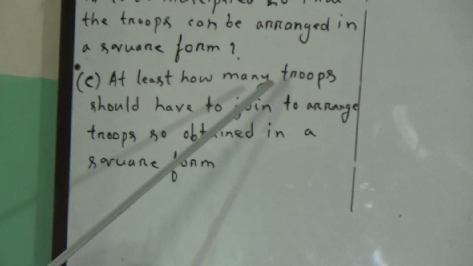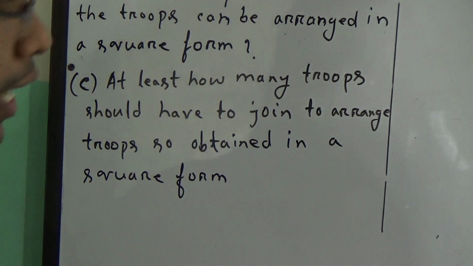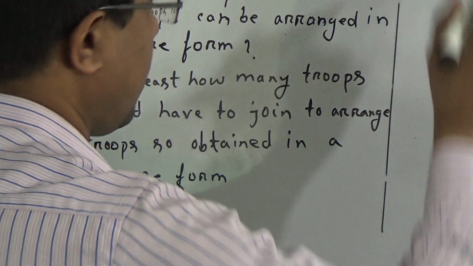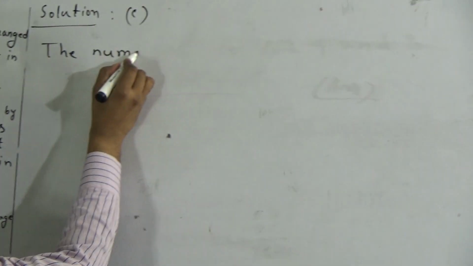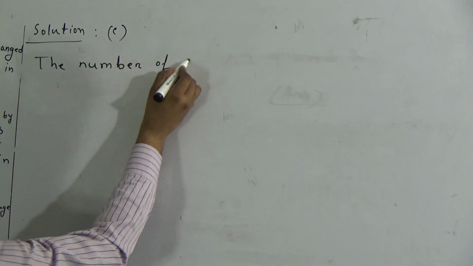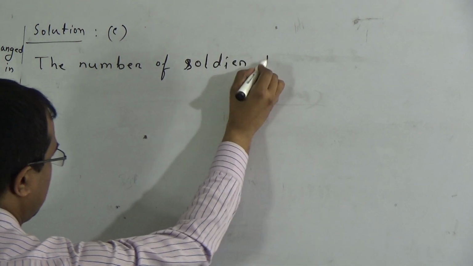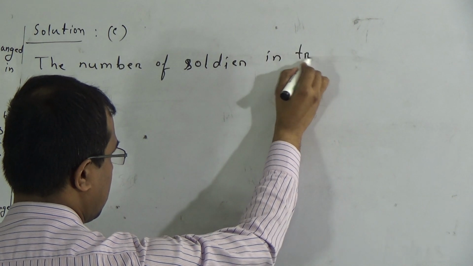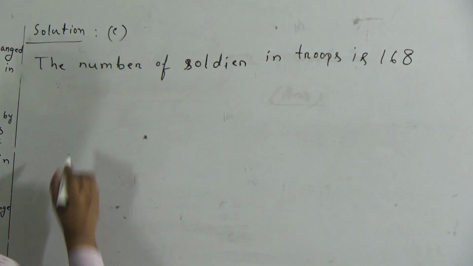What is the question? At least how many troops should have to join to arrange troops so that it is obtained in square form? At least how many troops should have to join? So at first we will write here the number of soldiers in troops, C number, the number of soldiers in troops is 168. We'll check is it a perfect square.